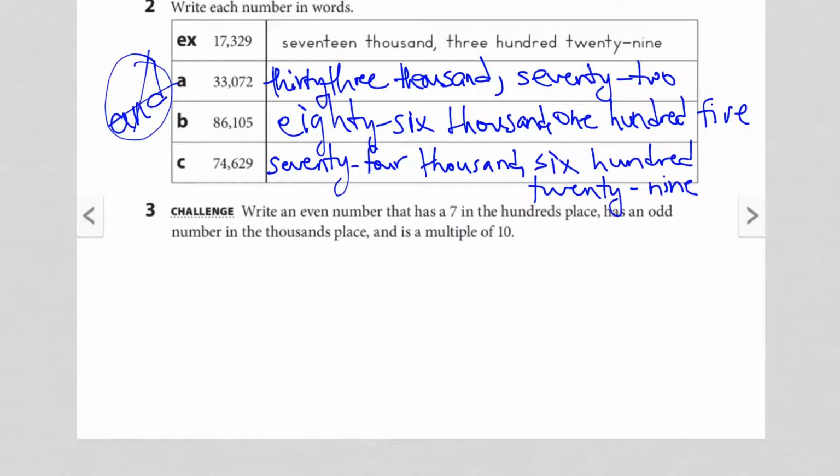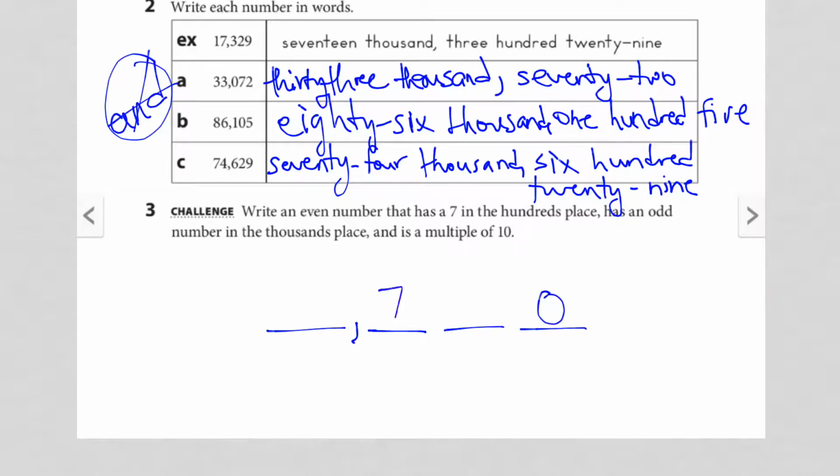All right, let's take a look at our challenge. Write an even number that has a 7 in the hundreds place, has an odd number in the thousands place, and is a multiple of 10. So we know that we have a thousands place, comma, a hundreds, a tens, and a ones place. Being a multiple of 10 tells us that it has to end in a 0 in the ones place.